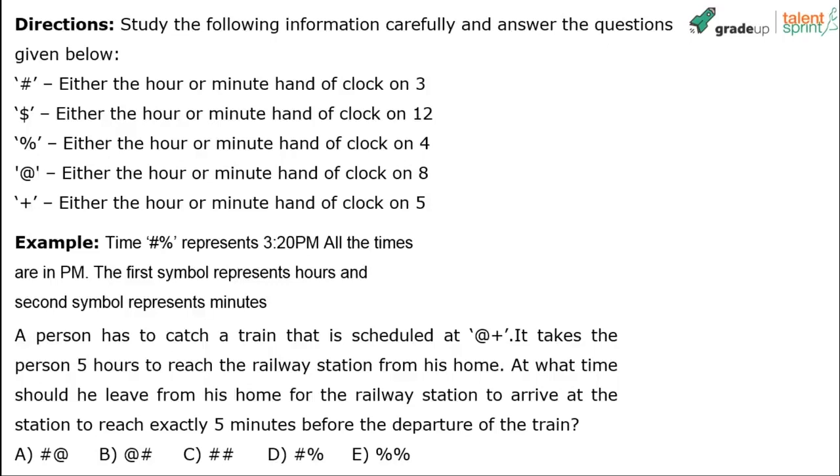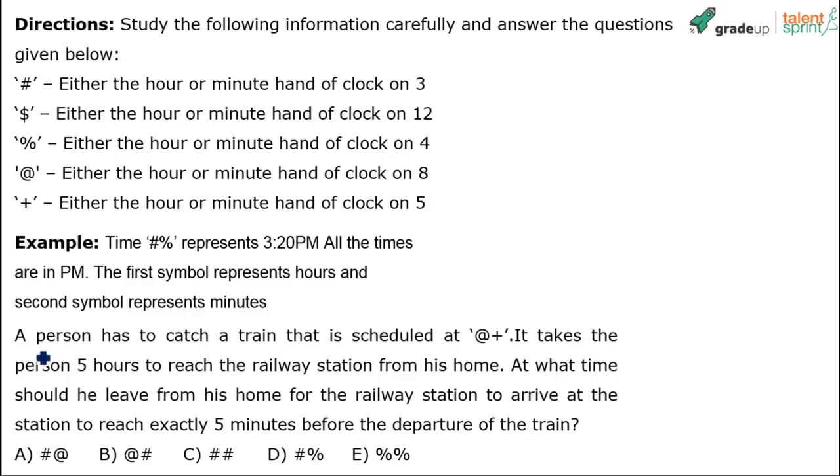Here's the next question. See what it says. A person has to catch a train that is scheduled at this time. It takes the person 5 hours to reach the railway station from his home. At what time should he leave from his home for the railway station to arrive at the station exactly 5 minutes before the departure of the train? Try this. Chalo, let's take it up.